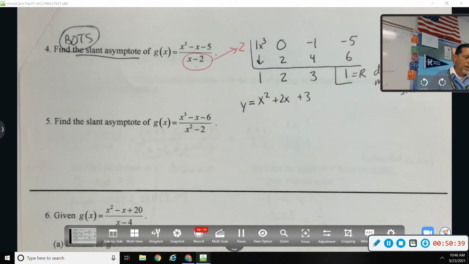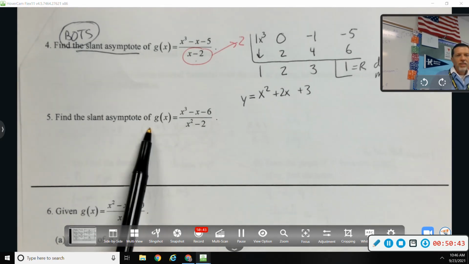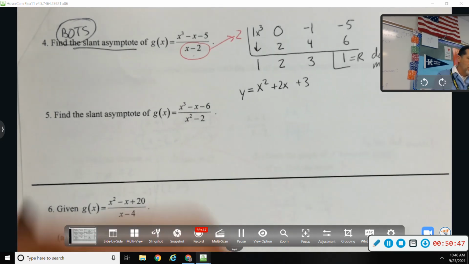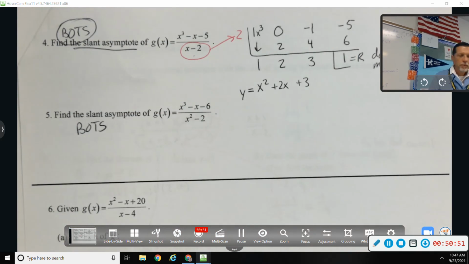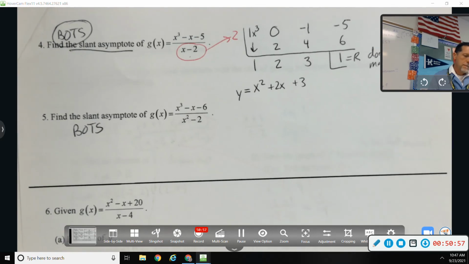Number 5, find the slant asymptote. How do I know this one's a slant asymptote? Well, same reason we knew 4 was a slant. It's a Bots problem. So none of the graphing questions will ever be a slant asymptote? There'll be a slant asymptote, but there won't be a parabolic slant asymptote. There'll be a line.